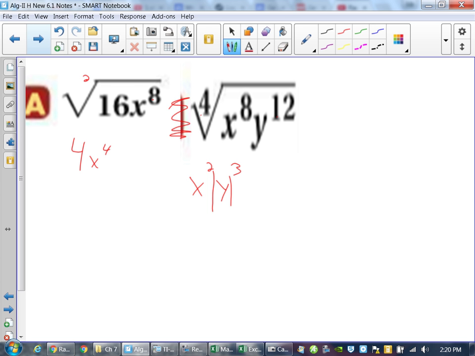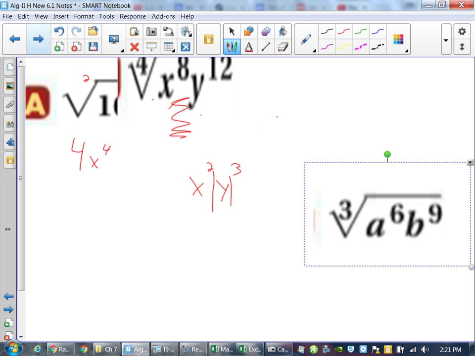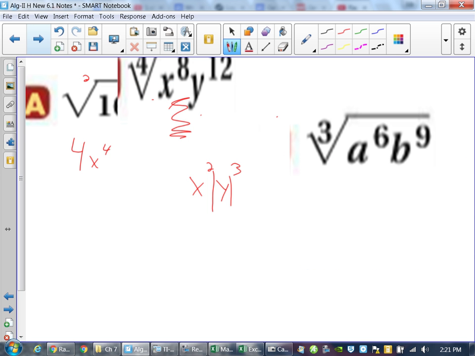Cube root, a to the 6, b to the 9. 3 goes into 6, how many times? 3 goes into 9, how many times? And that's why, I know, right? It builds up to something.